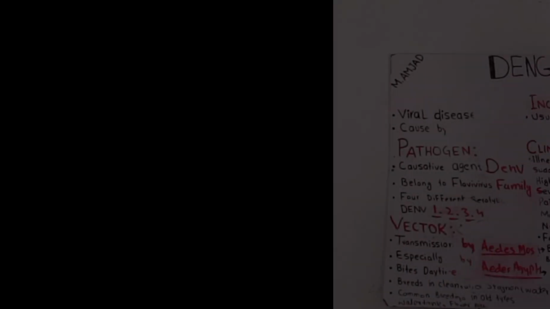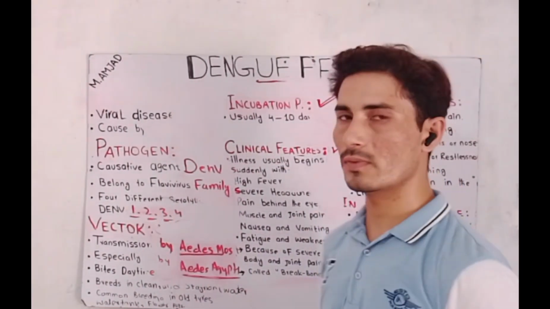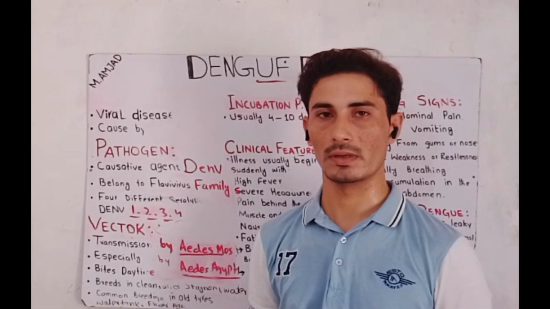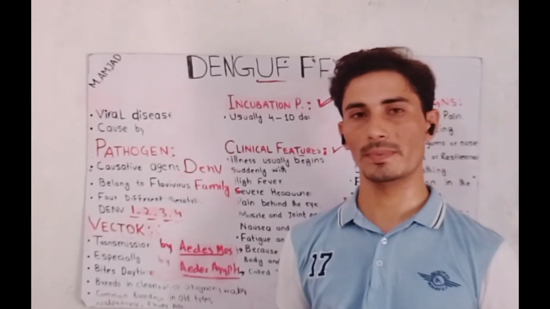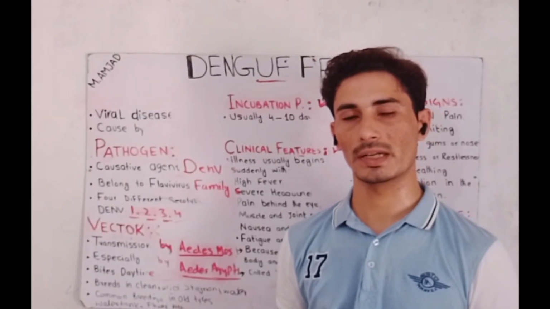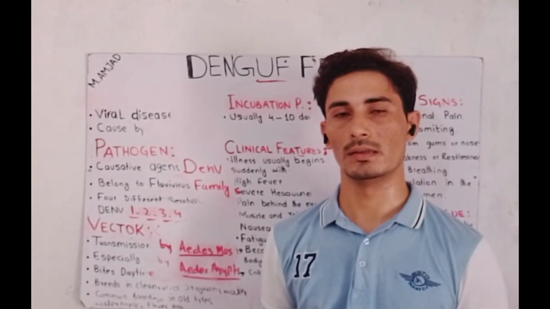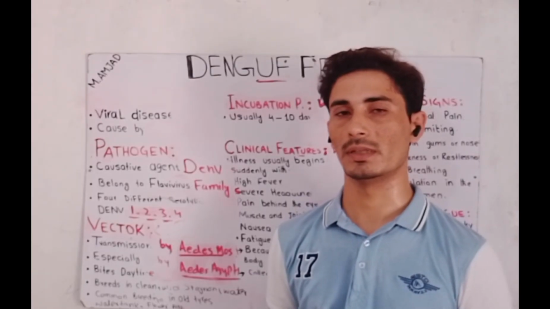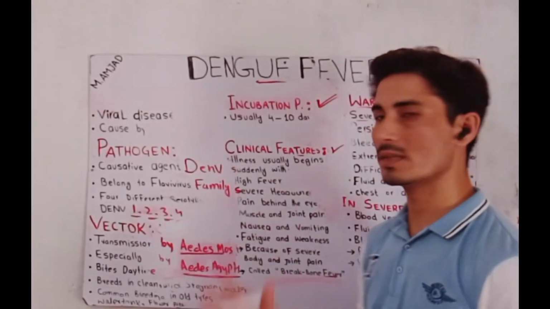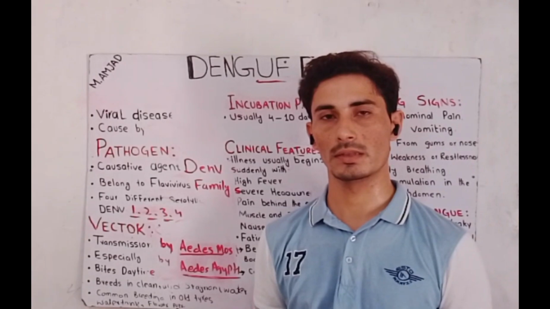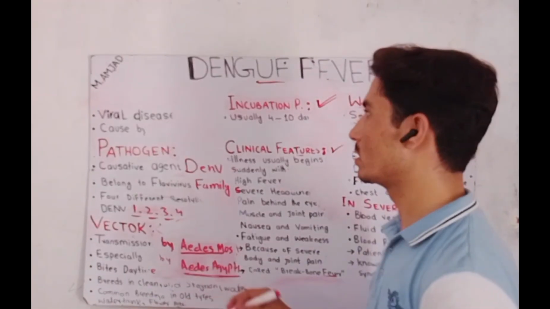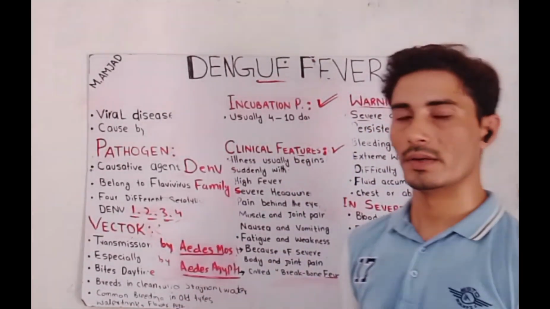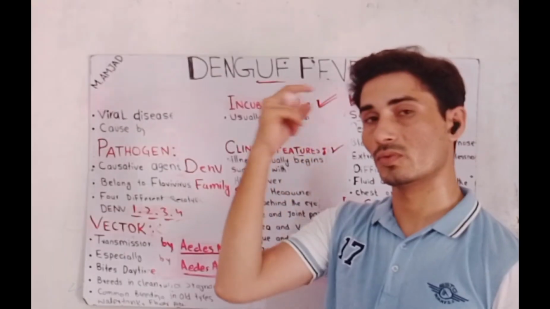Then we talk about the incubation period. First of all, we should understand what the incubation period is. The incubation period is the time between when an infected mosquito bites a person and when the first symptoms appear. During this period, the virus multiplies rapidly and increases in number to cause disease. Usually the dengue fever incubation period is 4 to 10 days.